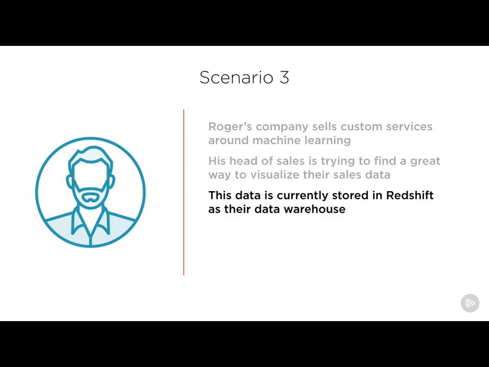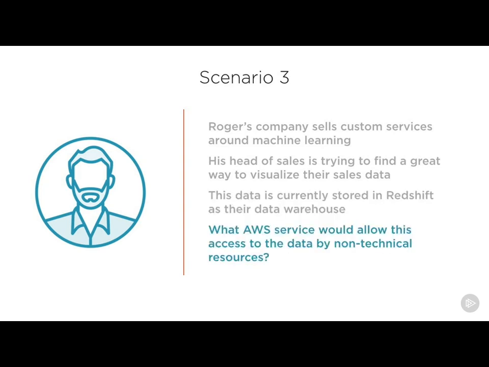Now their data is currently stored within Redshift, and so what they're doing is they're trying to figure out a way that they can have a self-service experience for their salespeople to get access to that data. So what AWS service would allow this access to the data by non-technical resources?